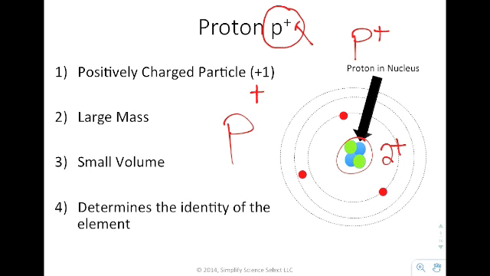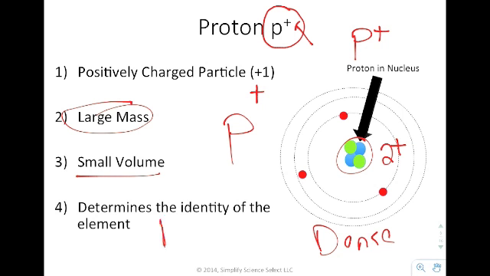A proton is generally considered to have a large mass. Now, this is a relative term. It has a large mass for something that its size is. It also is extremely dense because not only does it have a large mass, it has a very small volume. So it determines the identity of an element. Since this thing has two protons, it must be helium no matter what else. Neutrons and electrons do not matter whenever you're looking at the identity of the element. All that matters is the number of protons. And the number of protons is often referred to as the atomic number.